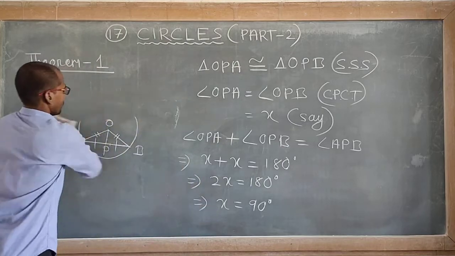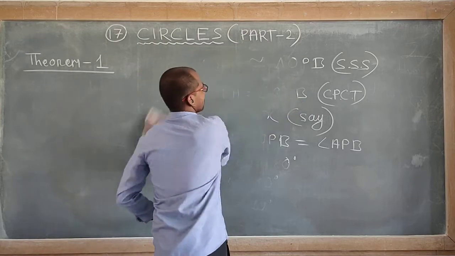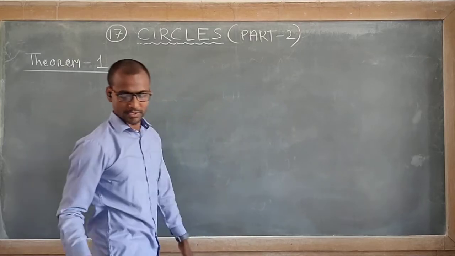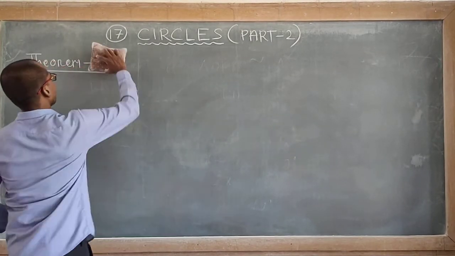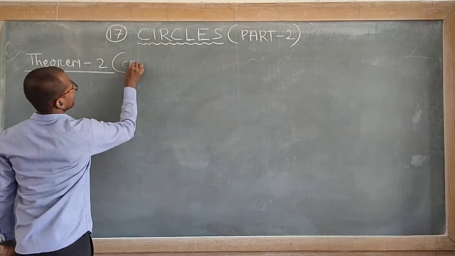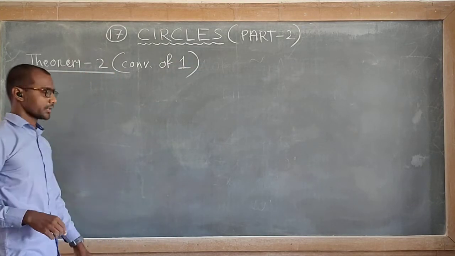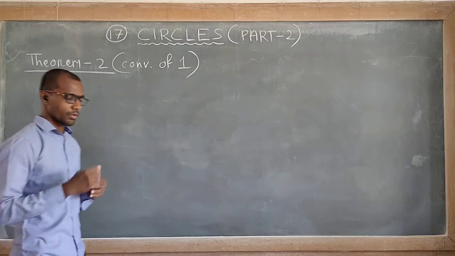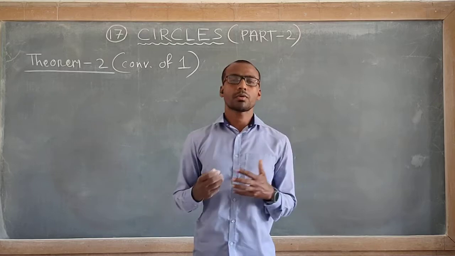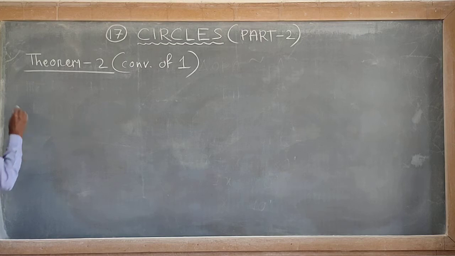Next, theorem number 2. Theorem number 2 is the converse of theorem number 1. Now I will not prove, simply I will give the theorems. In theorem number 1, bisect then perpendicular. In theorem number 2, we will have perpendicular then bisect. So the theorem is like this.